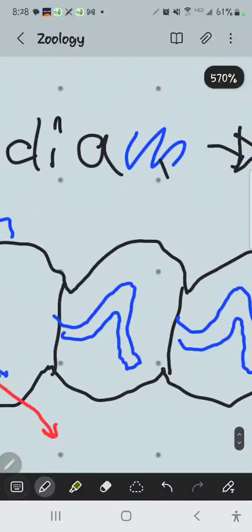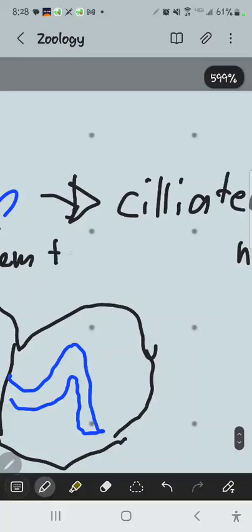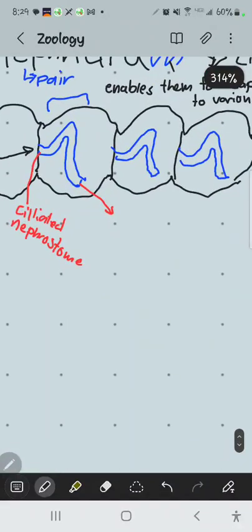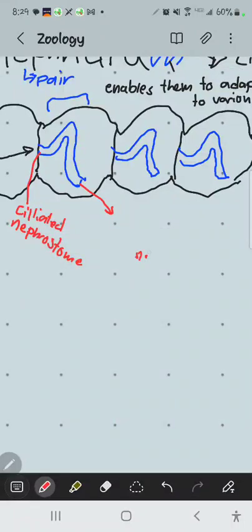So that's the benefit of a nephridium: it is a very useful adaptation for living in a wide variety of habitats. We can concentrate nitrogenous waste like urea. We can retain water and salt ions.